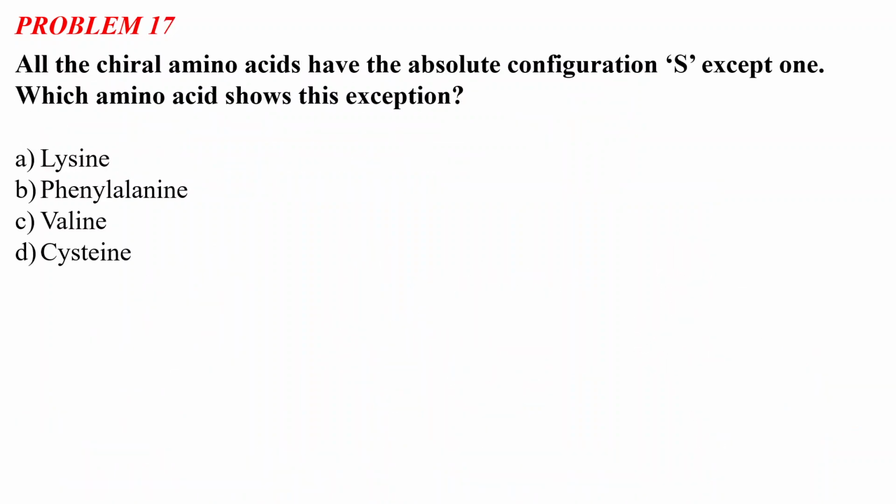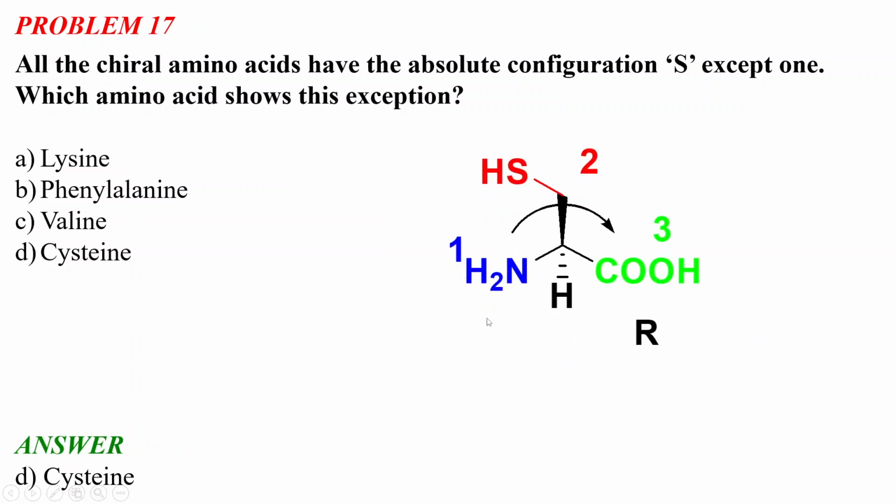Okay, so the correct answer is number D, cysteine. You can see this is the absolute configuration. So for the normal amino acids, what happens? You see this is the number one priority, which is the amine group, because nitrogen has higher priority. Then the second priority. This is the basic structure of the amino acid.